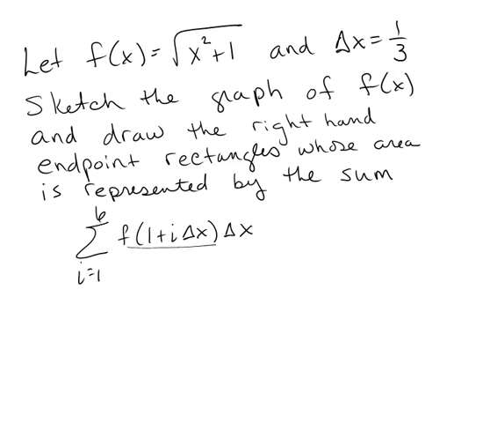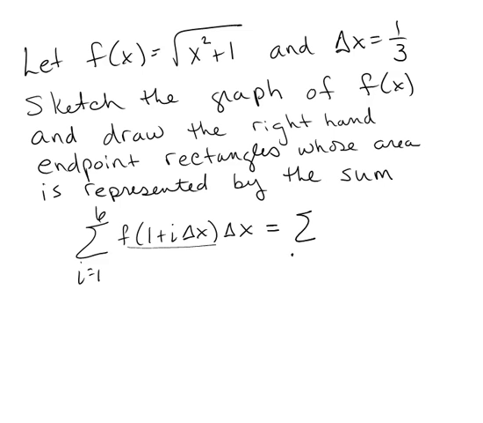Okay, on this problem, they give you the function f(x) = the square root of x squared plus 1, and they tell you delta x is 1/3. You're asked to sketch the graph of f of x and draw the right-hand endpoint rectangles whose area is represented by the sum given. So it might make sense to go ahead and plug in what delta x is.